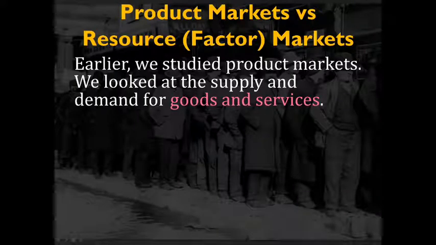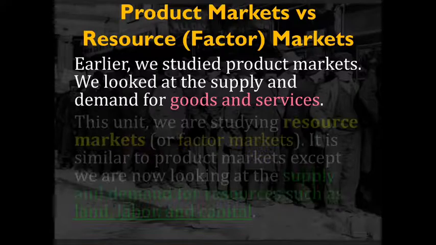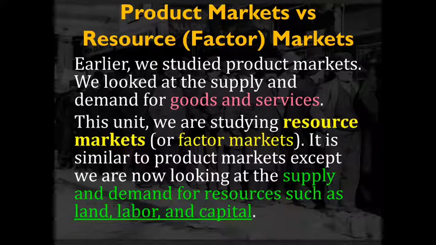So earlier we looked at product markets. We looked at the supply and demand for goods and services. In the product market, you look for the supply and demand of goods and services. Now we are looking at resource markets. You'll also see them called factor markets. It's like product markets, but instead of looking at supply and demand for goods and services, we are looking for supply and demand for resources such as land, labor, and capital.